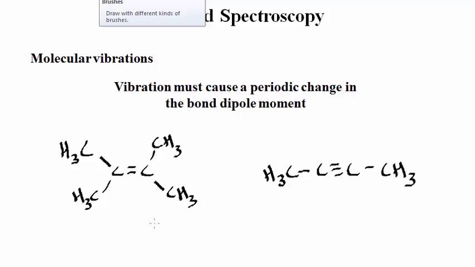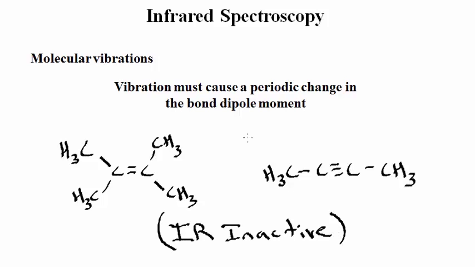Covalent bonds whose vibration does not result in a change in bond dipole moment, for example as a result of symmetry in the molecule, are said to be infrared inactive. So the carbon-carbon double and triple bonds in symmetrically substituted alkenes and alkynes, for example, as shown here below, do not absorb infrared radiation because vibration does not result in a substantial bond dipole change.